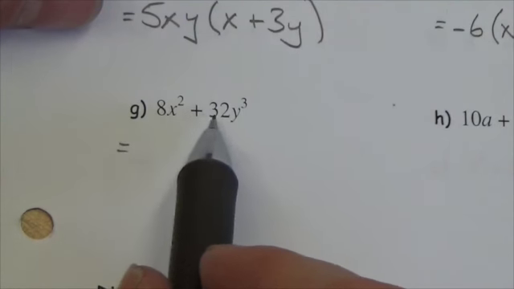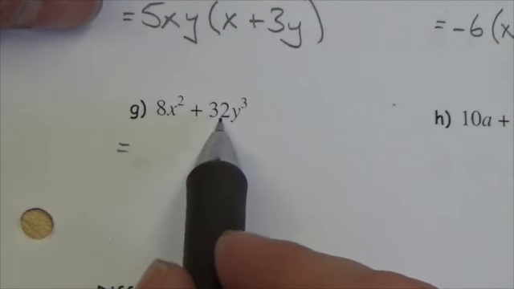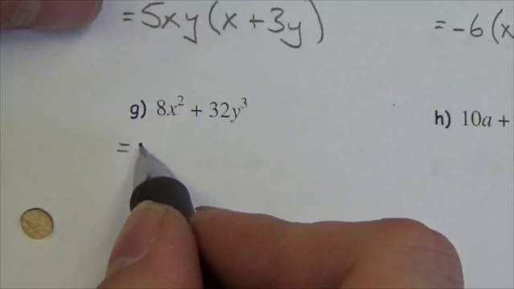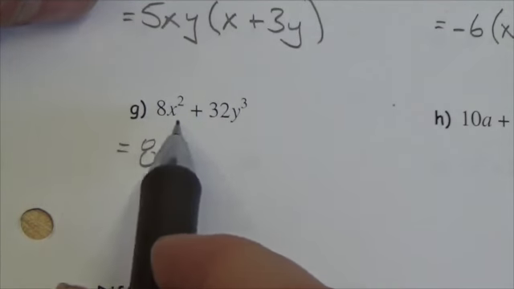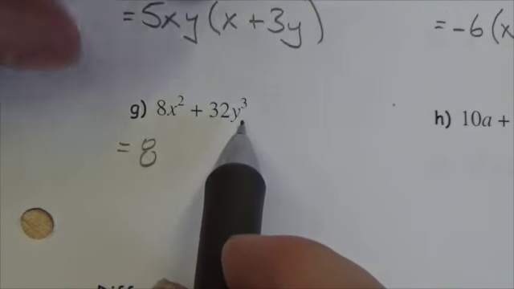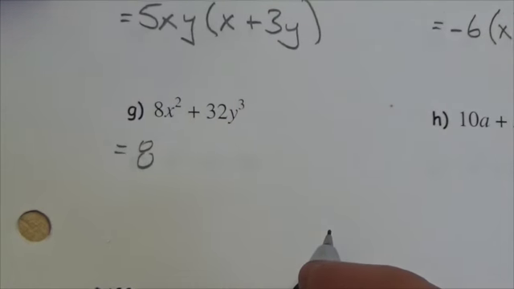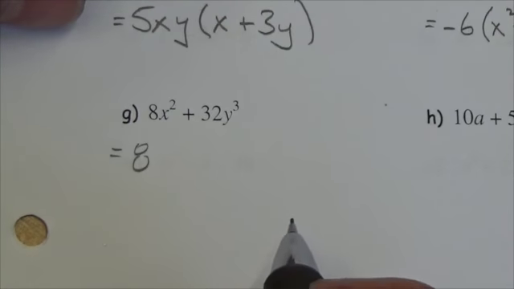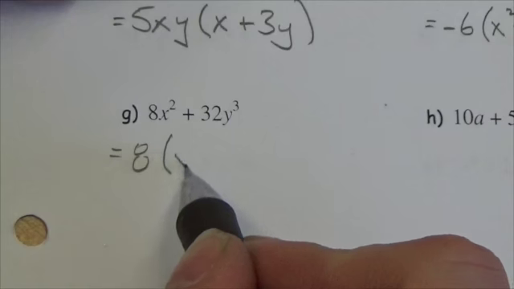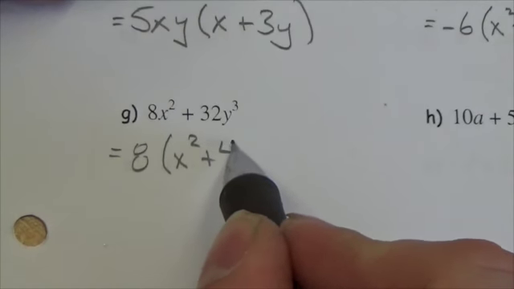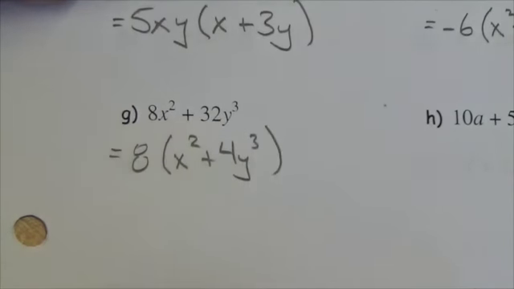Now over here. Between the coefficients, 8 and 32, 8 is a factor of both of those. And then look at this, I've got x squared, y cubed. Well, they're not the same variable, which means there's nothing more that's common. So the best I can do here is just simply make this x squared plus 4 y cubed. That's as far as I can go.